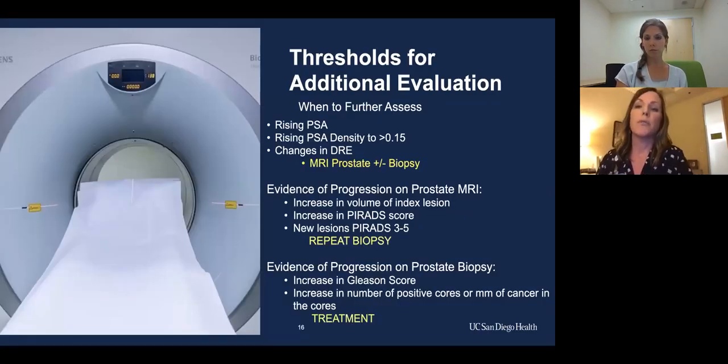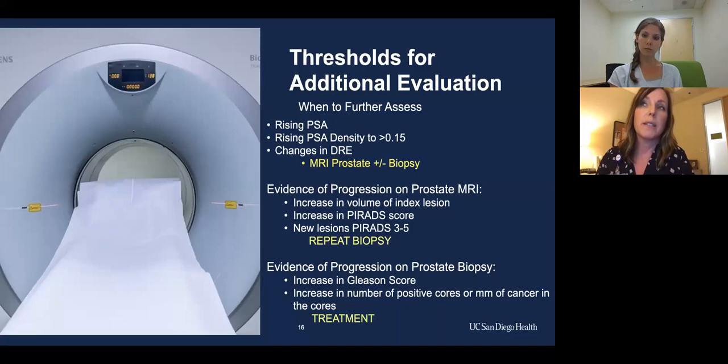There are thresholds for additional evaluation. When should we further assess? They include rising PSA density to greater than 0.15. By the way, PSA density is PSA divided by the volume of the prostate gland. And changes in exam findings. If it has been at least a year, the recommendation is MRI of the prostate and biopsy pending the results.